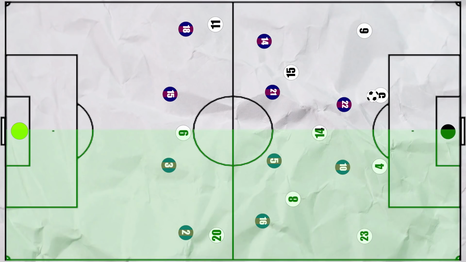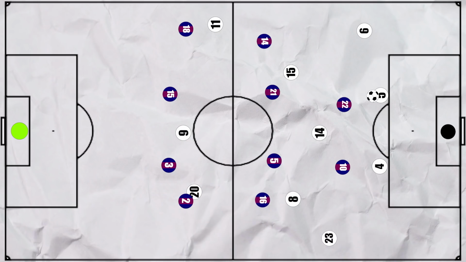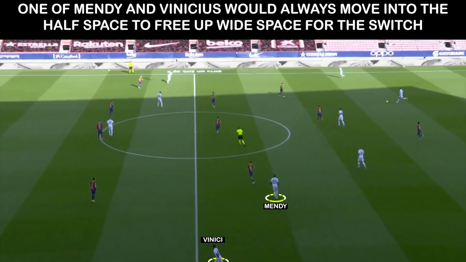But the left-hand side was the biggest weapon for Real. This could be done more directly, as we would often see Vinicius tuck infield, drawing Dest with him and freeing up space on the flank for Ferland Mendy to move into. Defending high, Pedri tended to get drawn in towards the ball, so Ferland Mendy would get into the space with a burst of speed, ready to receive the switch and create a 2 versus 1.